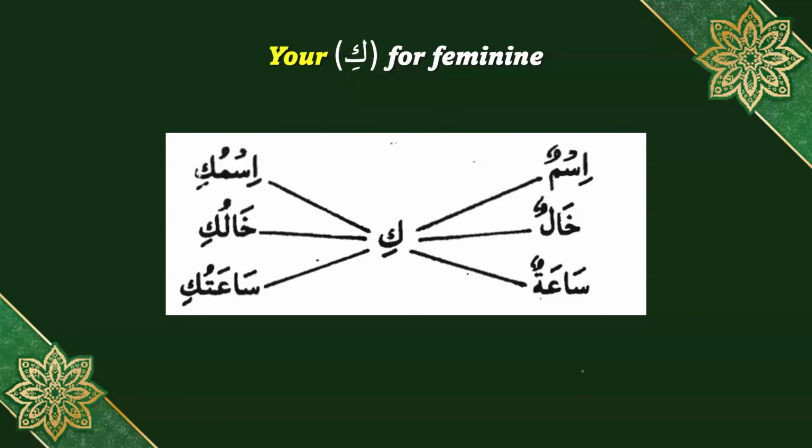Now we have seen in the previous slide that for ka, which means your, was used for the masculine, and now we can see ki over here, and this is used for the feminine. So ismun plus ki becomes ismuki, your name, when you're talking to a singular feminine. Khalun and ki, khaluki, means your uncle for the singular feminine. And sa'atun and sa'atuki, singular feminine. For example, you're talking to Fatima, you say sa'atuki jamilatun, your watch is beautiful.